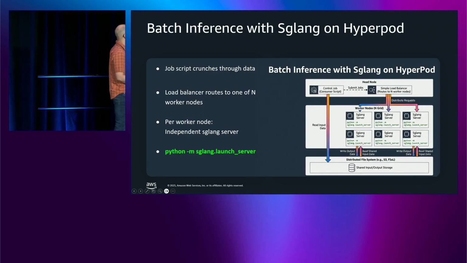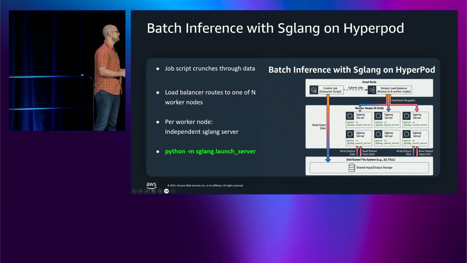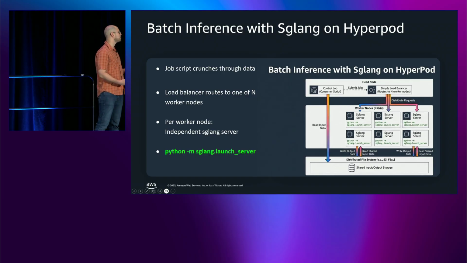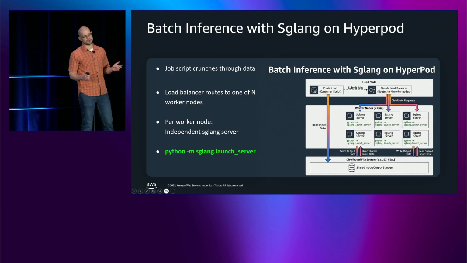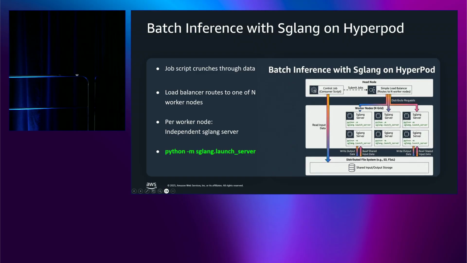And the way we set this up is we have a job script which can run on kind of a head or a login node style architecture. It's really lightweight. All it does is load balance to one of your end worker nodes, and each worker node is a very simple, straightforward SGLang server. Of course, all of the workers are connected by a disk substrate, distributed file system, or S3, anything of that nature.